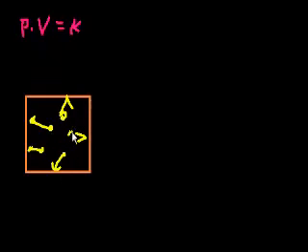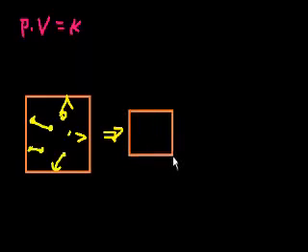Now, what happens if I were able to squeeze the box? So if I were able to decrease the volume of the box. Let's say I just take that same box with the same number of molecules in it, but I make the volume of the box smaller. What's going to happen? Well, I have the very same number of molecules in there. And they have the same kinetic energy. And so on average, they're moving with the same velocities.